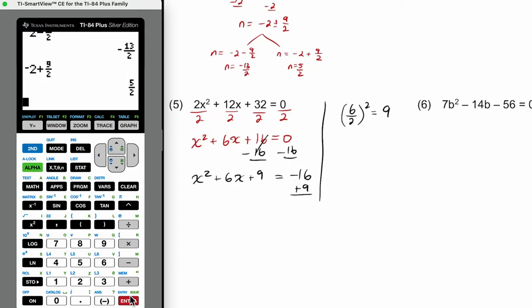On the left-hand side, I would factor x plus 3 squared, because again, the square root of the first term, the square root of the last term, carry down the sign of the middle term. But then on the right-hand side, I get something interesting. I get a negative 7.